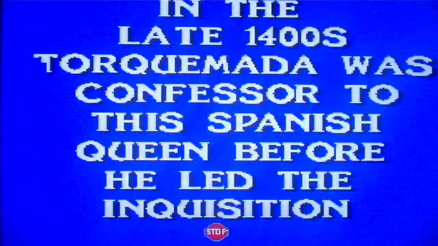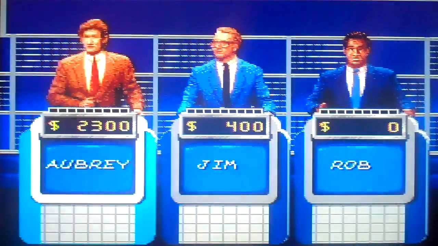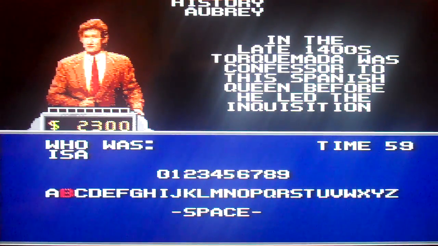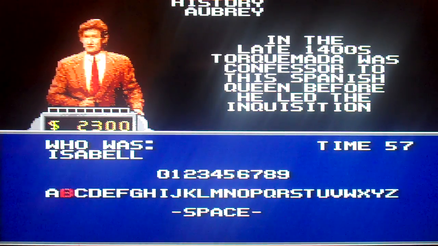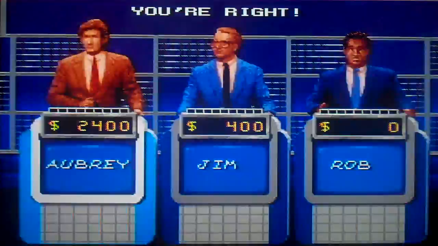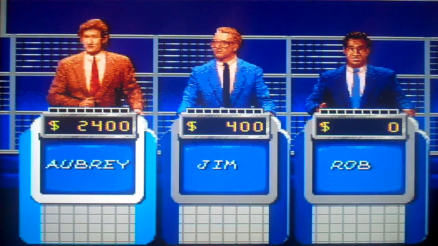In the late 1400s, Torquemada was confessor to this Spanish queen before he led the Inquisition. Who is Isabella? History 200. The answer is... This series of holy wars against the Muslims led to the establishment of trade with the Middle East. What are the Punic Wars?